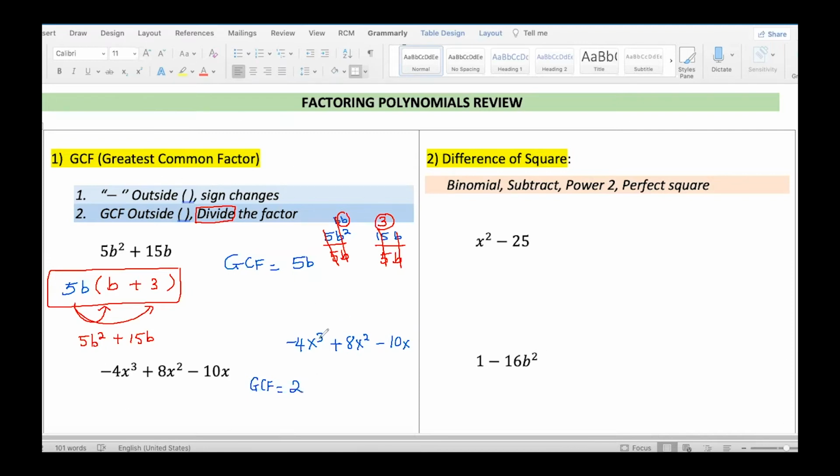How about x? That's the x cubed, so this is x, x, x. This is x squared, so it's just x and x. And this is x. So the most we all have in common is just 1x.